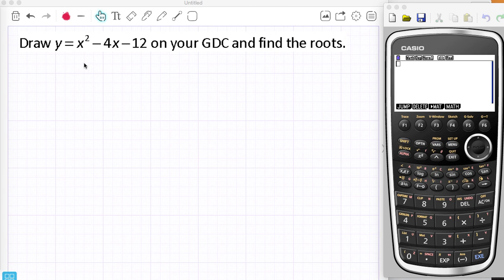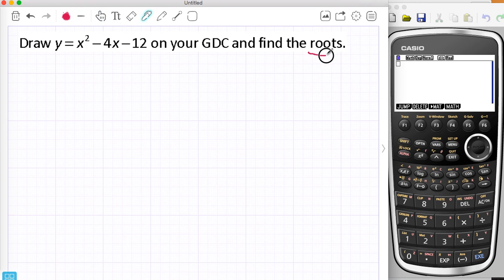Look at how we can graph quadratic equations and find out information about them on our graphic display calculator. So I've got a quadratic equation here, and I want to draw it on the graphic display calculator, and I want to find this thing called the roots. Now I'll explain what the roots are in a minute, but let's get this into my graphic display calculator.